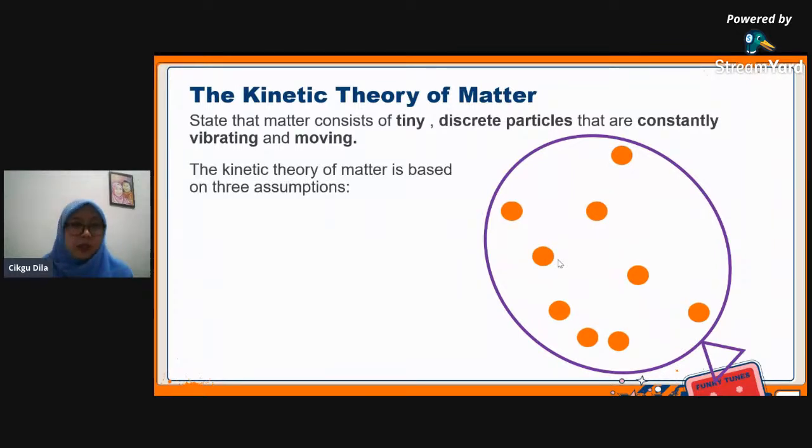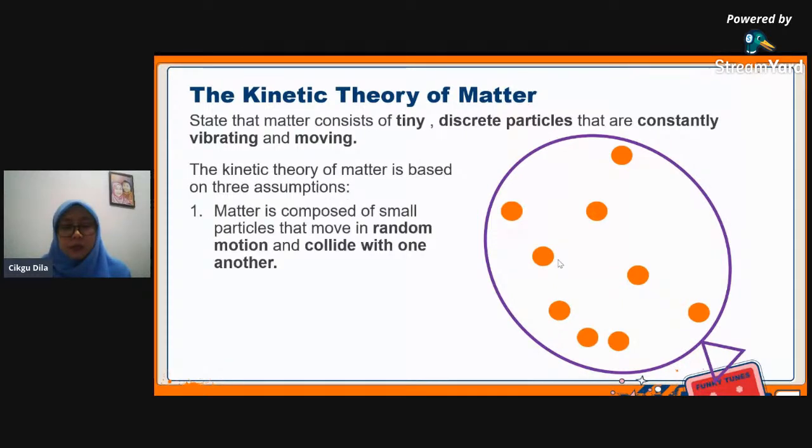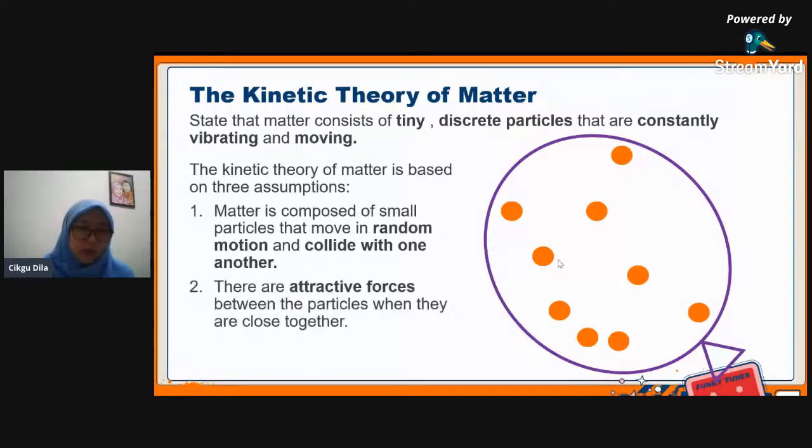So the kinetic theory of matter is based on three assumptions. The first assumption is that matter is composed of small particles that move in random motion and collide with one another. Number two, there are attractive forces between the particles when they are close together. And the third one is that the movement of particles is affected by heat. That means when we apply heat to these particles, they can move faster.